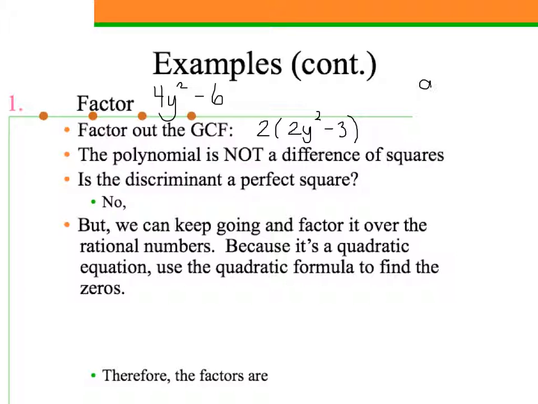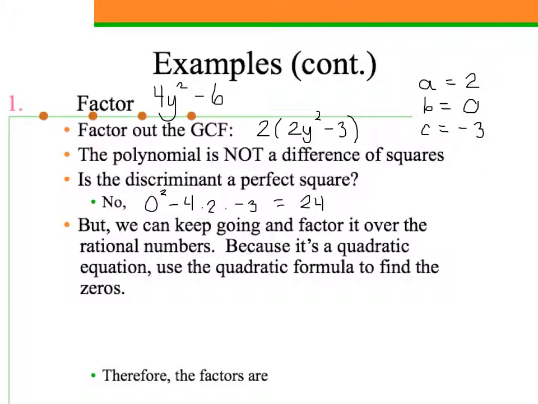The value of a is, of course, the number in front of the y squared. The value of b is the number in front of the y, and there is none, so b is 0. And the value of c is the constant, in this case, negative 3. So if I calculate b squared minus 4ac, I find that that comes out equal to 24. 24 is not a perfect square, because when you take its square root, you get a decimal.